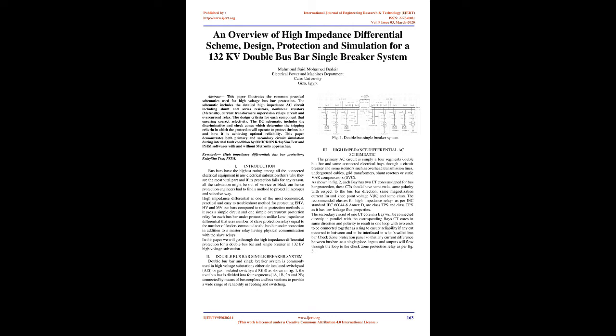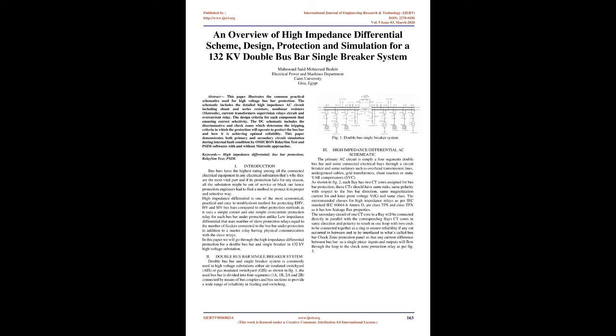Abstract. This paper illustrates the common practical schematics used for high voltage busbar protection. The schematic includes the detailed high impedance AC circuit including shunt and series resistors, nonlinear resistors, Metrosils, current transformers, supervision relay circuit and overcurrent relay. The design criteria for each component ensure correct selectivity.